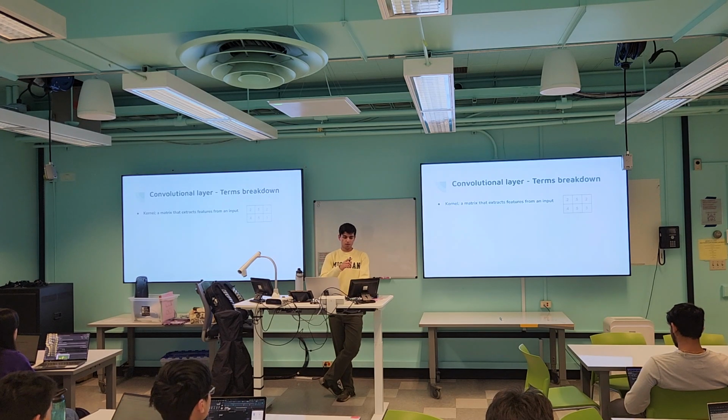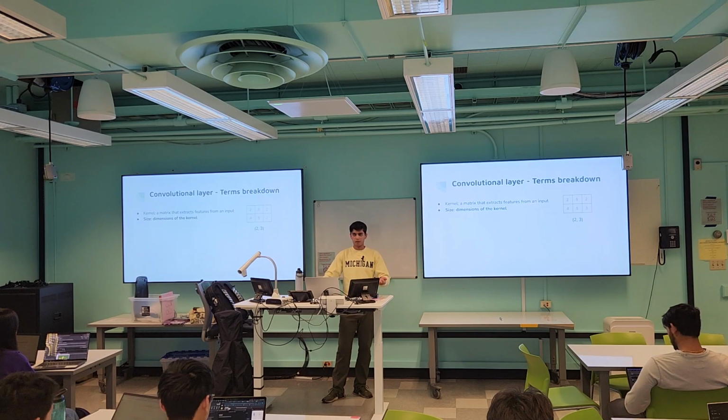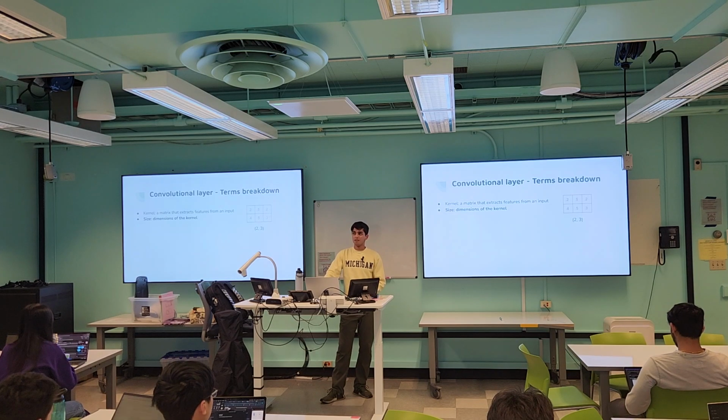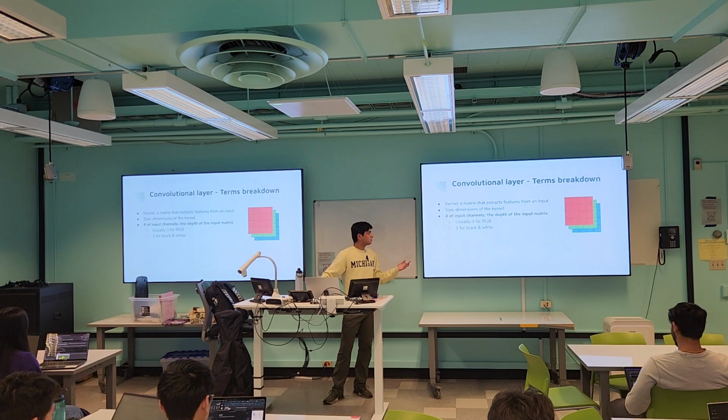So kernel, it's the matrix that extracts the features from the input matrix. The size is the dimensions, and again, usually in a convolutional neural network, it's square, so 3 by 3 and 5 by 5, and it's usually odd as well. There's probably good reasons for it that I don't know, but that's just what I usually see.